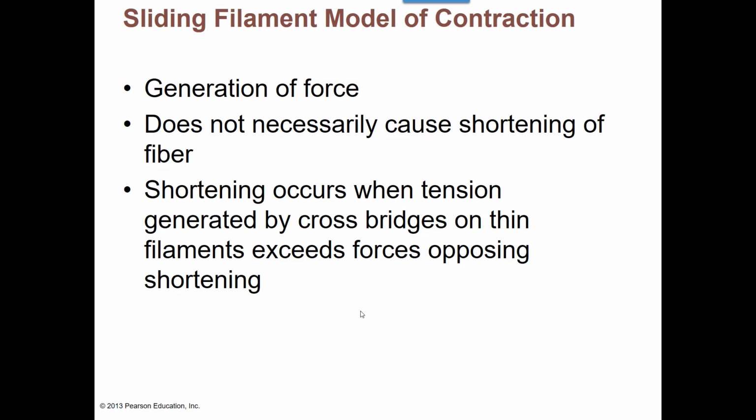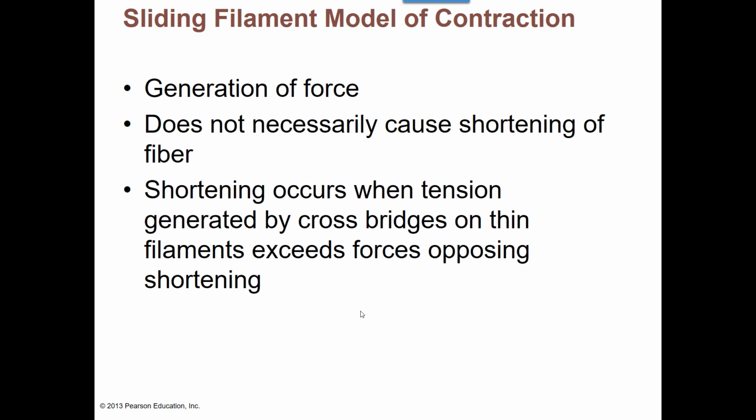The shortening of the muscle fiber only happens when the tension generated by the myosin and the actin, those cross bridges when they attach, exceeds the forces that oppose it. So we put more tension on those cross bridges, on the myosin heads attached to the actin, and when it exceeds the things opposing it, then we can shorten those muscles. Now, what happens when we shorten it? It's called the sliding filament. We are going to be sliding myosin and actin past each other.